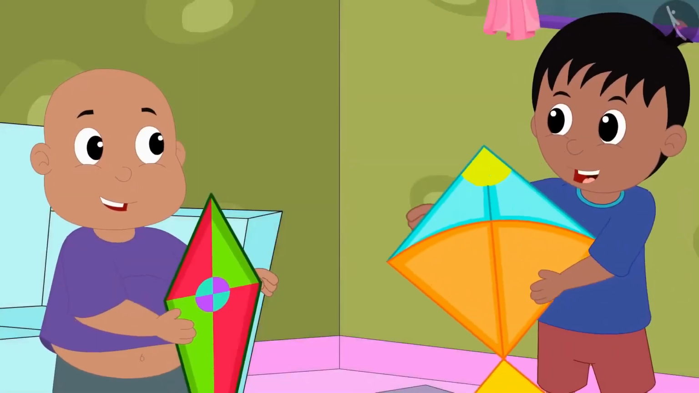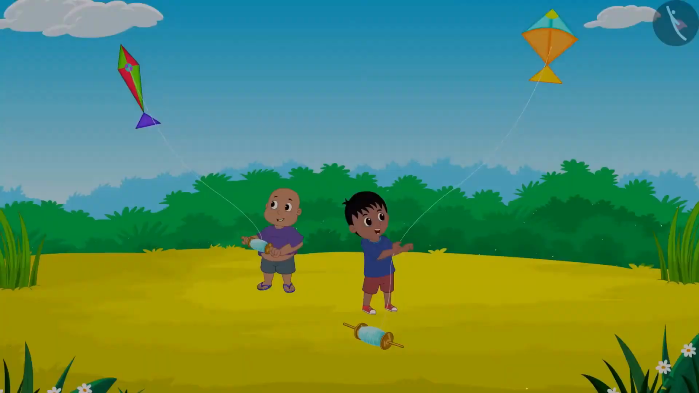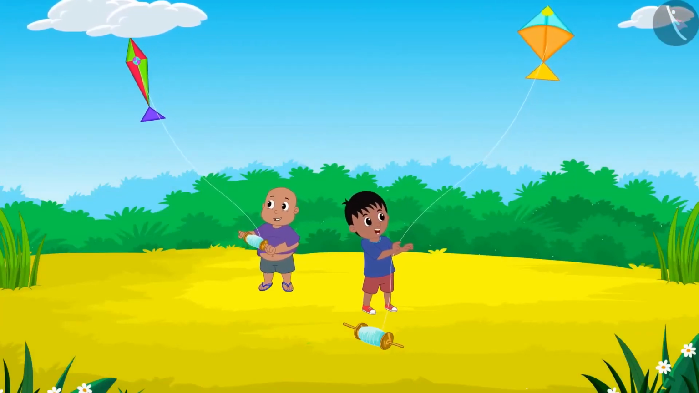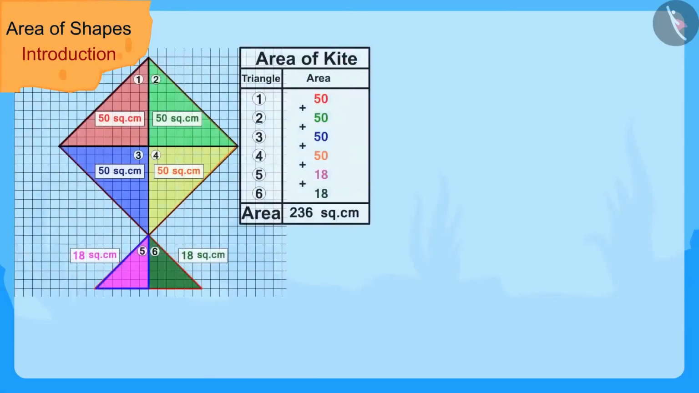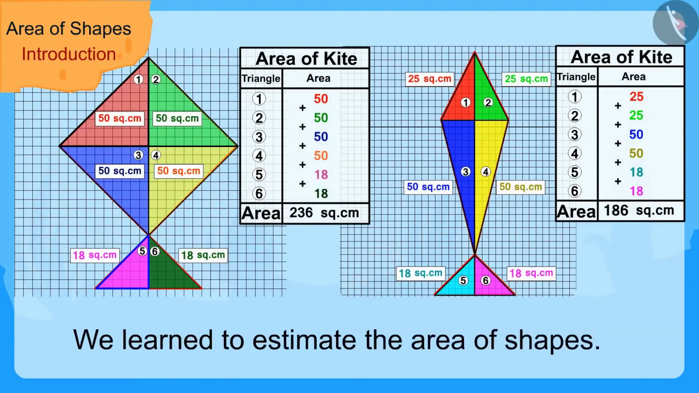Let us go to the playground and fly our kites, Raju said to Bablu, and the two friends went to the playground to fly their kites. Children, in this video we learned to estimate the area of shapes. In the next video, we will learn more about it through some interesting examples.